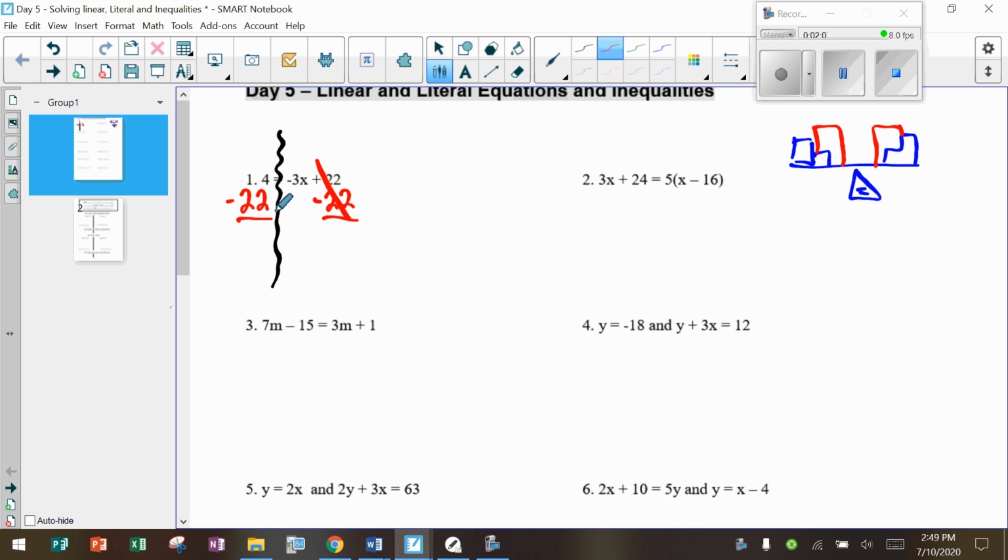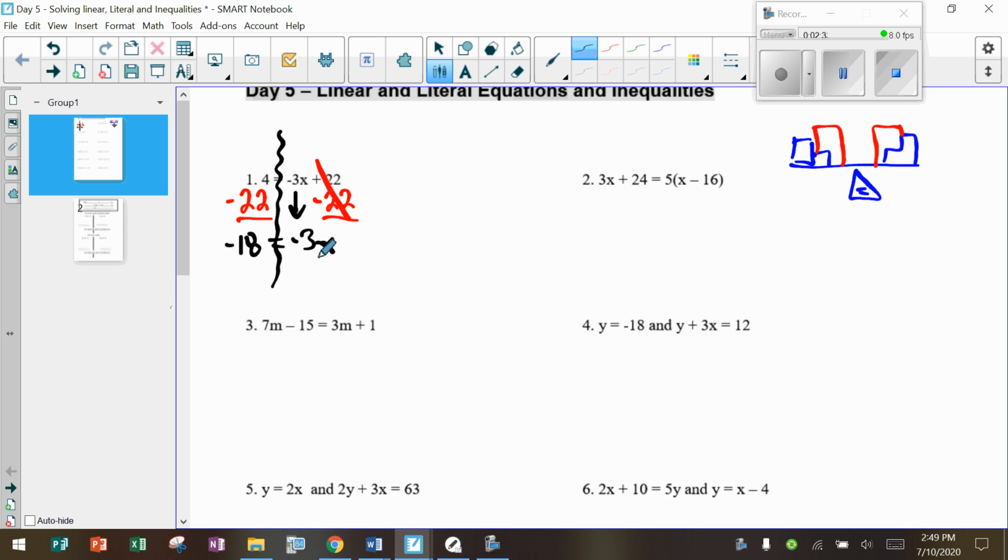You can use your adding machine, calculator, your brain, whatever you need to do 4 minus 22. And then when you get your answer, you just write it down, bring down the equal sign, and then we're going to keep the negative 3x exactly the way it was. Please be careful, my friends, to bring the negative down with the 3, because it is a negative 3x.